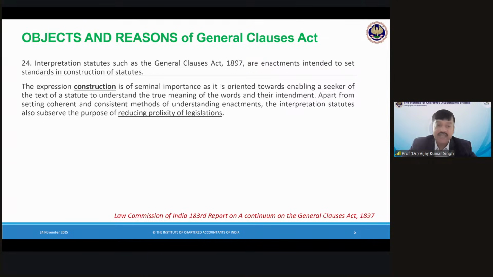Some of you ask me whether I am practicing tax or GST or something. I am not a practitioner, by the way. I am a professor. So I teach corporate laws, and business laws is my area.